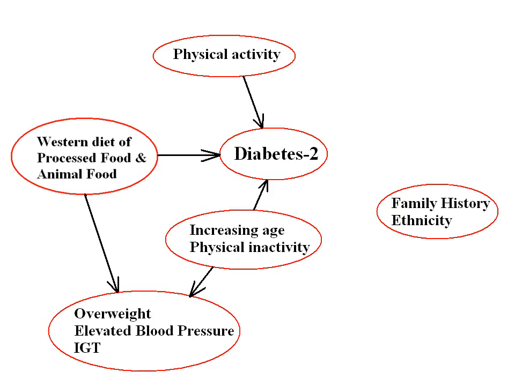Here are all that in a diagram, the disease being diabetes type 2, the Western diet of fatty and processed foods, animal-based foods being the cause. Increased age and physical inactivity contributes to diabetes type 2. The increased age only because we are exposing ourselves for longer to the causes. Our diet and physical inactivity also lead to being overweight, elevated blood pressure and impaired glucose tolerance test. Family history or ethnicity have only very minor roles, if any.